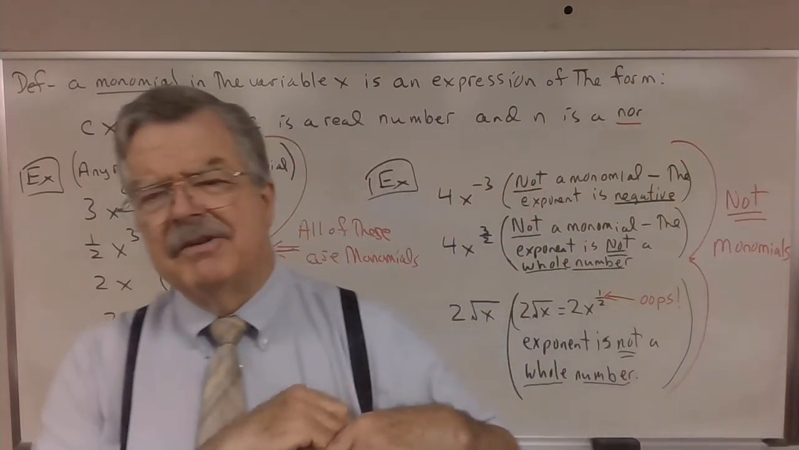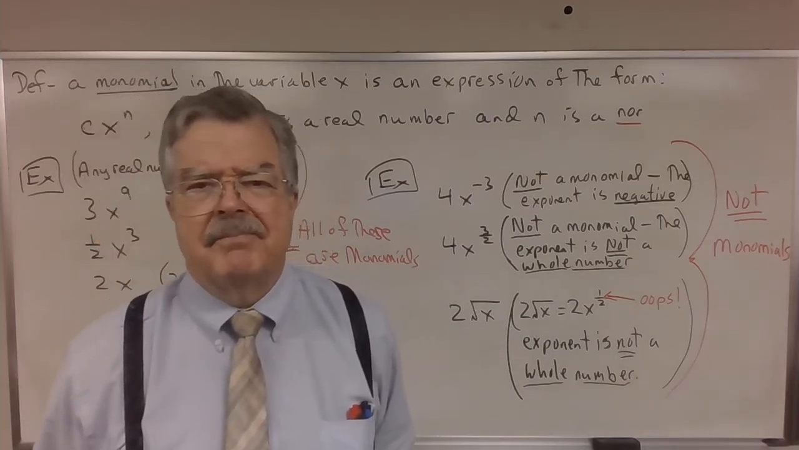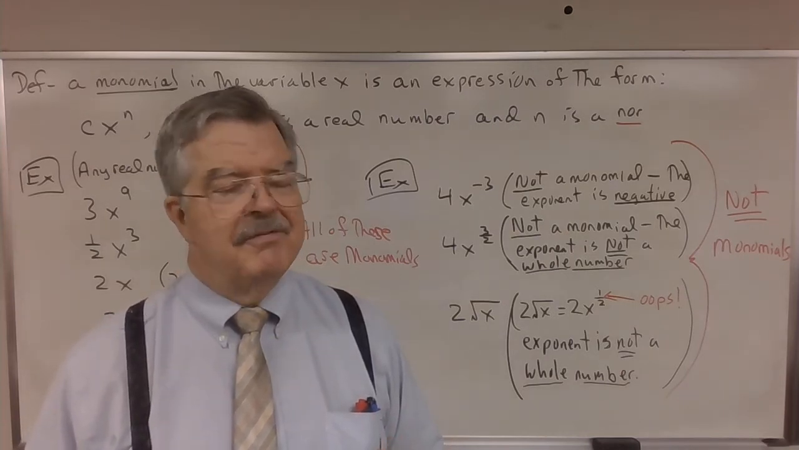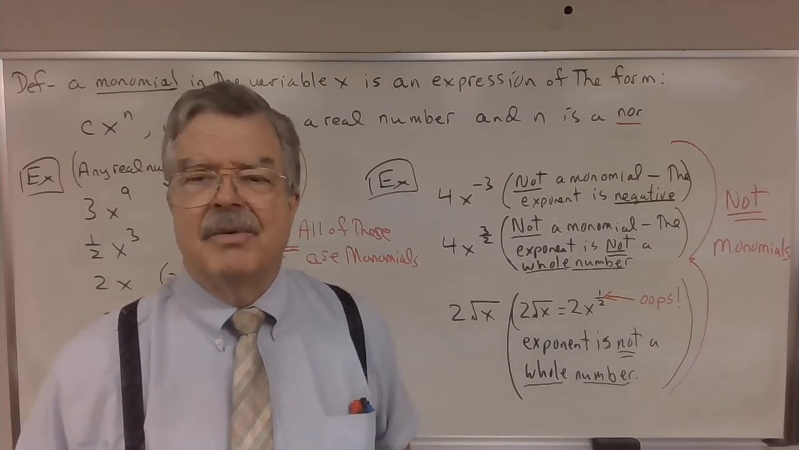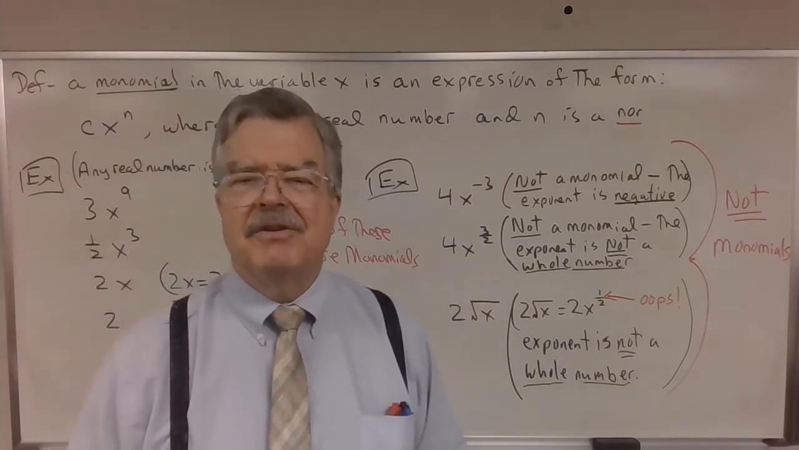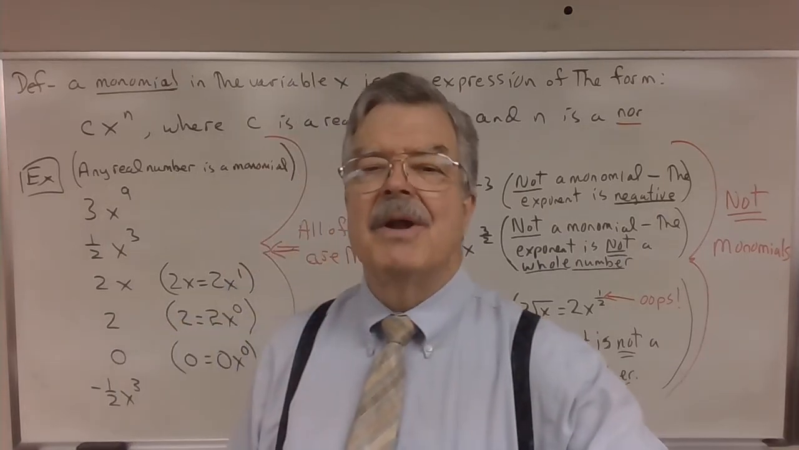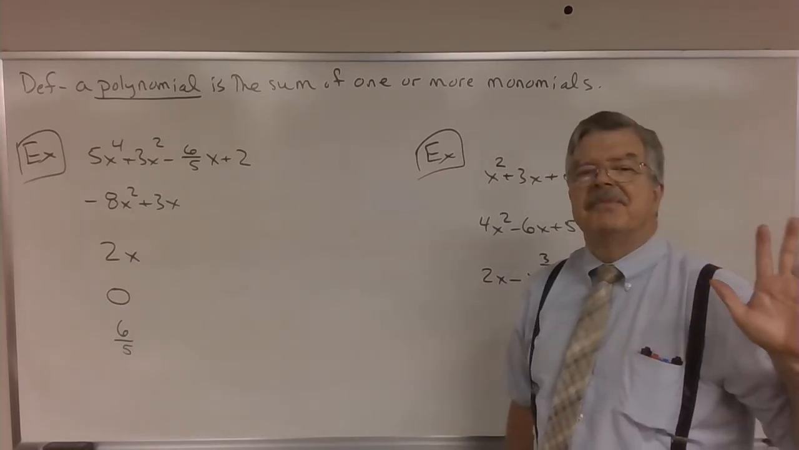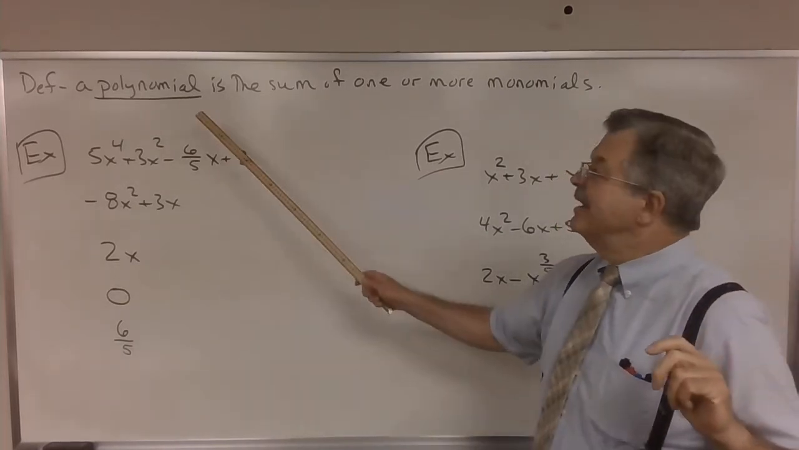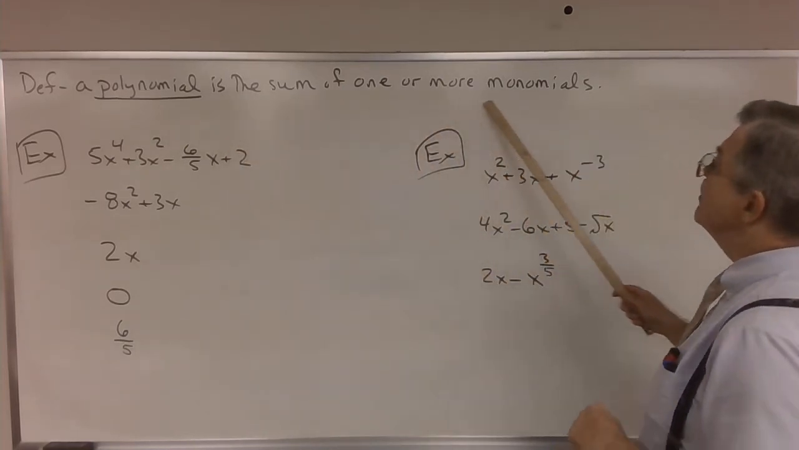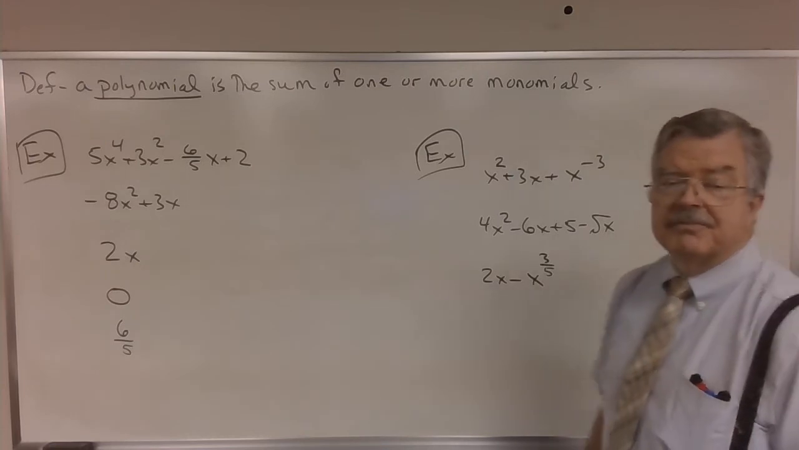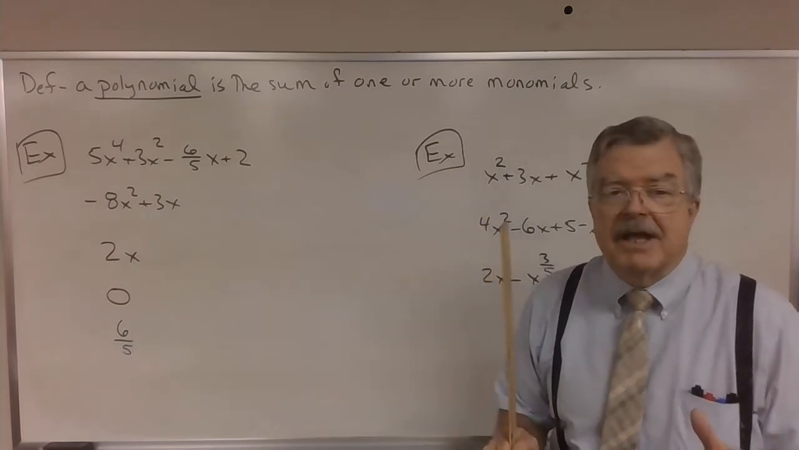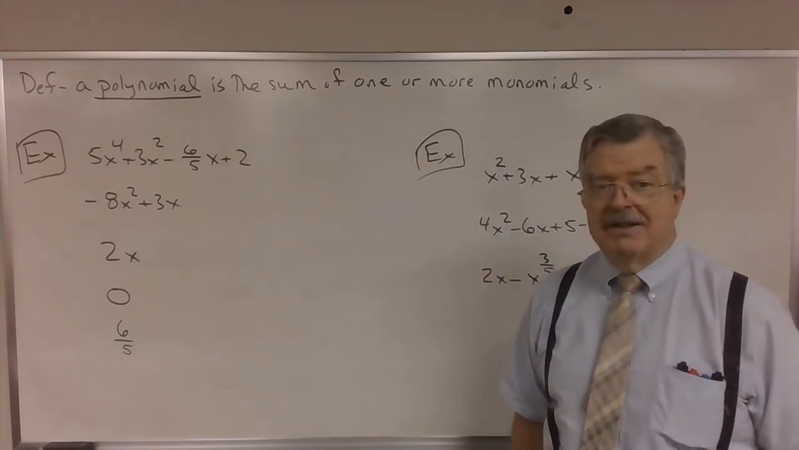Well, let's see, I still haven't said what a polynomial is, have I? But now that we know what a monomial is, defining a polynomial is the easiest thing in the world. As a matter of fact, it's so easy to do, even I can do it. And that's about what I'm going to do next. How could this be any easier? A polynomial is the sum of one or more monomials. So take a single monomial or more than one monomial and add them together. We got ourselves a polynomial.